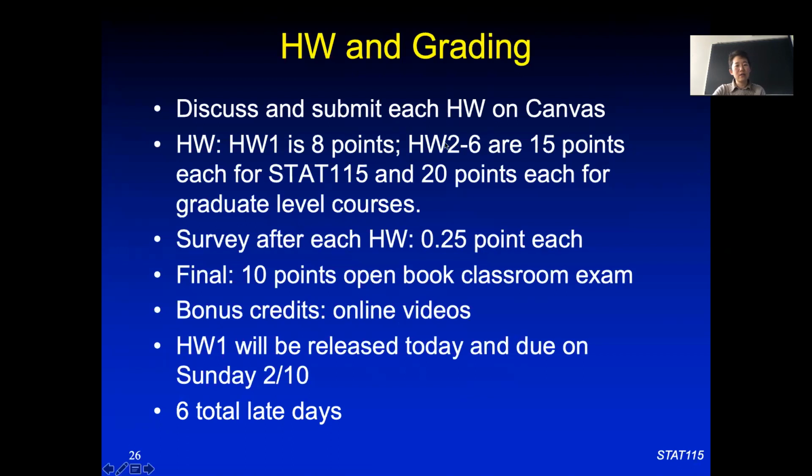So homework 2 and 6 each will count about 15 points for undergraduates and 20 points for graduate level. As we mentioned, the lecture material will be the same, but the graduate homework will be slightly different. You will do everything the undergraduates do, but then there will be additional questions for the graduates. I think the first homework might be the same. Yeah, the first homework is just to make sure everybody has the basics. Okay? And then we will have a survey after each homework.